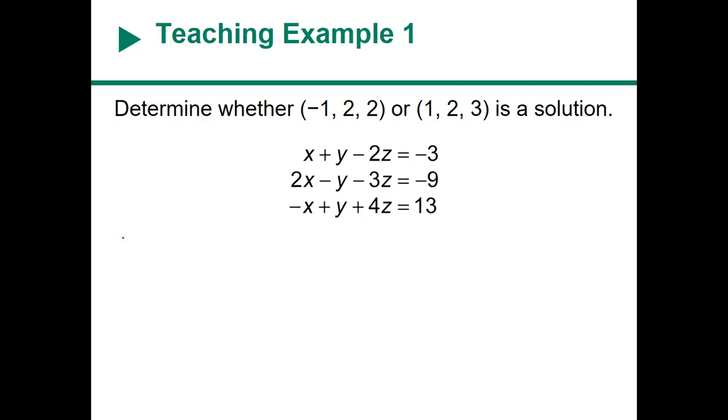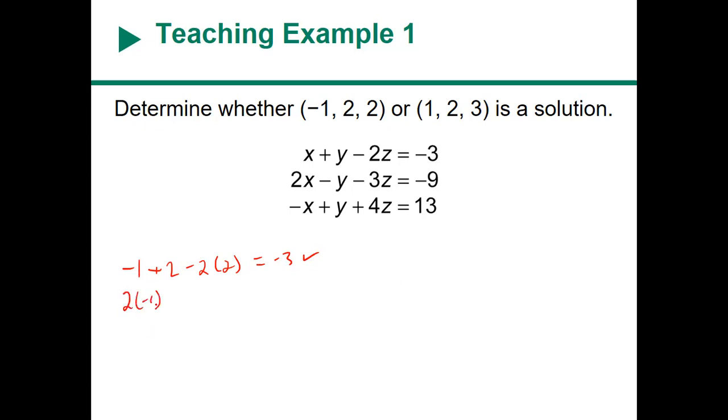plug it in. So for the first test, I have -1 plus 2 minus 2 times 2, and I want to know if it equals -3. So I'm going to go through, do the math. -1 plus 2 is 1. 1 minus 4 is -3. So it works for the first one, right? So I'm going to do it for the next one.